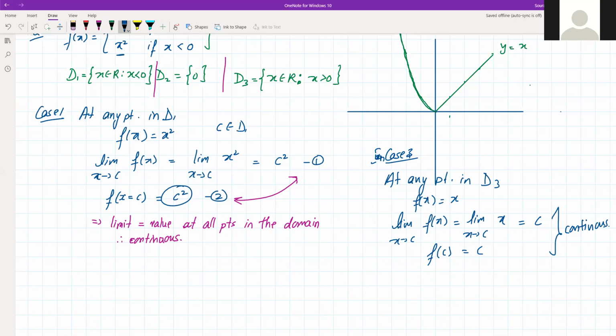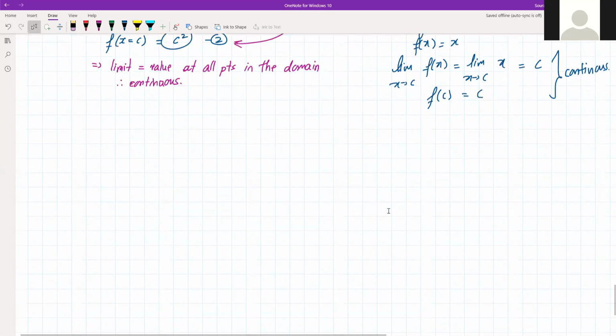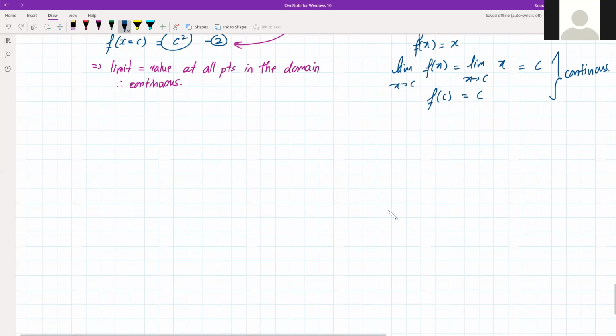Now at x equals 0, you have only the value. How are you going to find the value? From the figure you can already see that the limit is also 0 and the value is also 0. But we have to do it in a systematic way. So at x equals 0, we have to first find the limit.